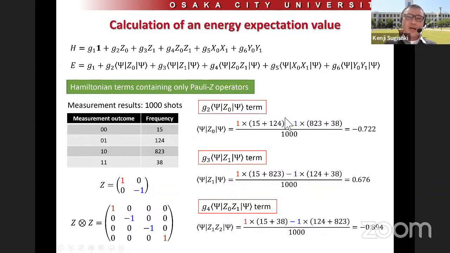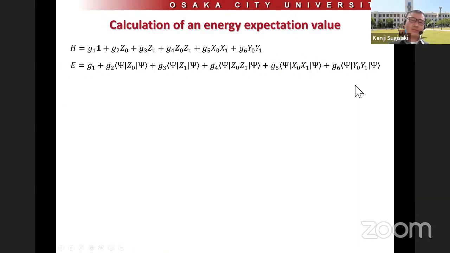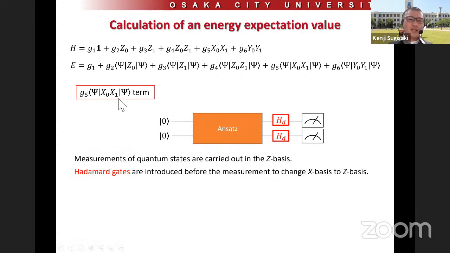But of course, the Hamiltonian includes not only terms containing only Pauli Z operators, but also some operators including Pauli X or Pauli Y. In order to calculate the expectation value of the X0 X1 terms, because the measurement of quantum states is carried out in the Pauli Z basis, we have to perform the basis rotation from X to Z by applying the Hadamard gate.